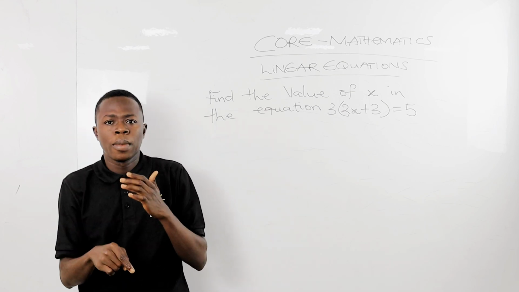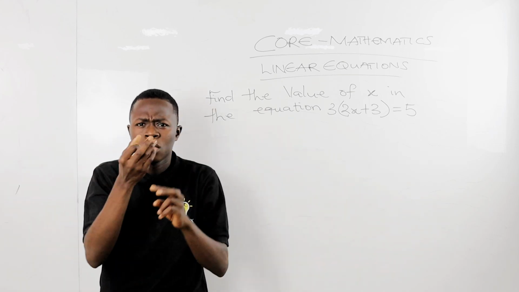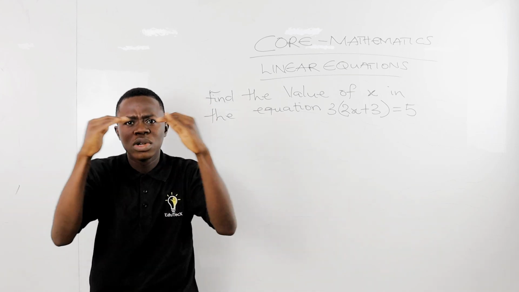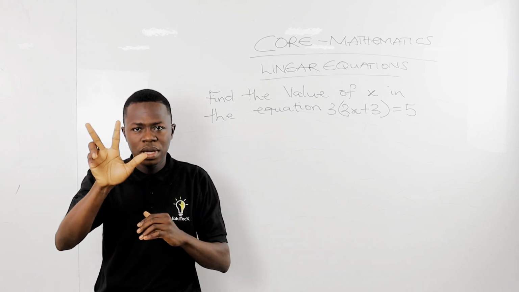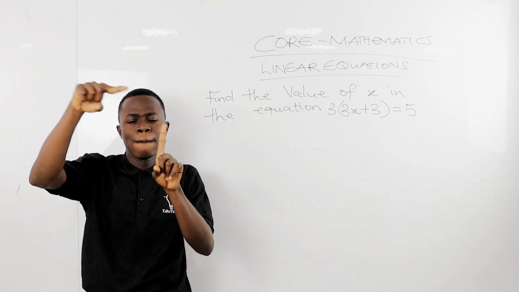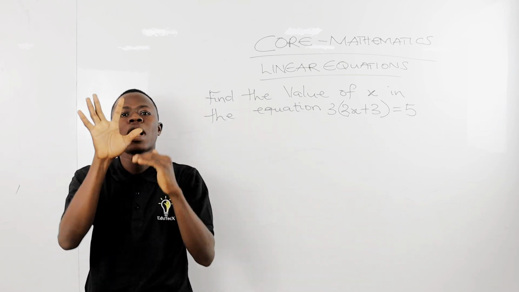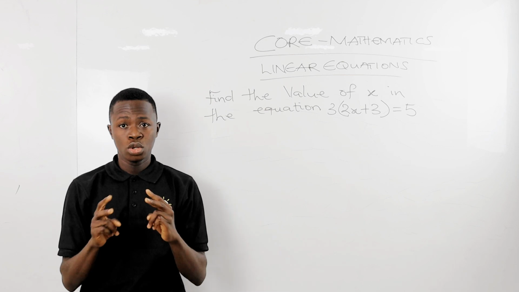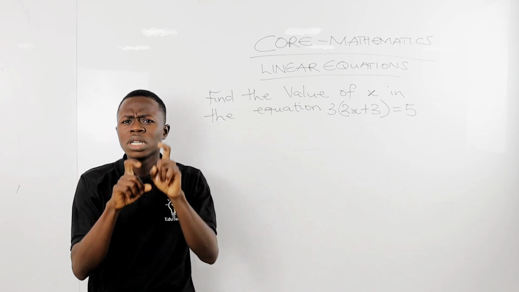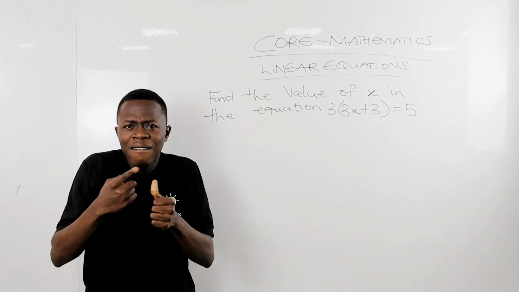Now, the question says, find the value of x in the equation 3 open bracket 2x plus 3 close bracket equals 5. So you can see clearly that there is a bracket in the linear equation.